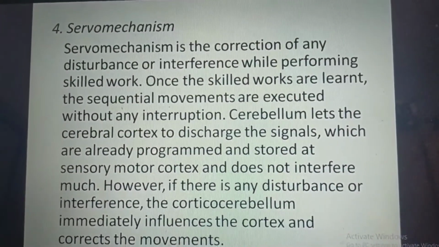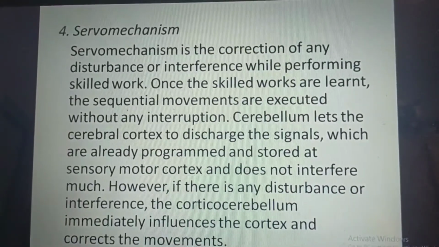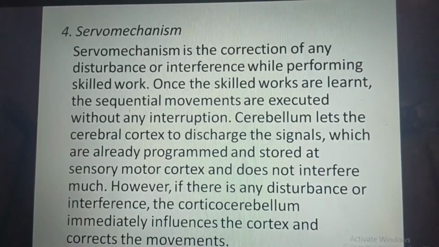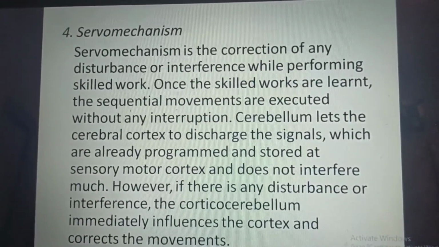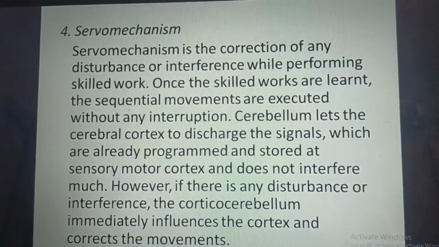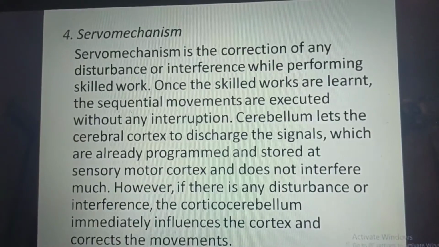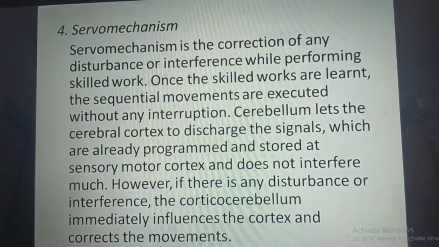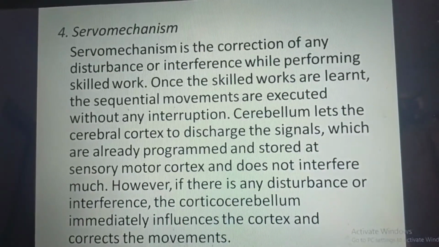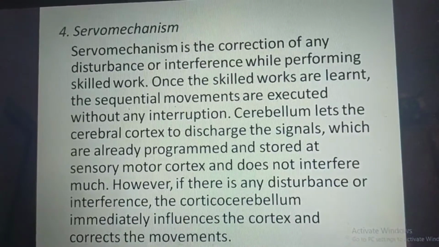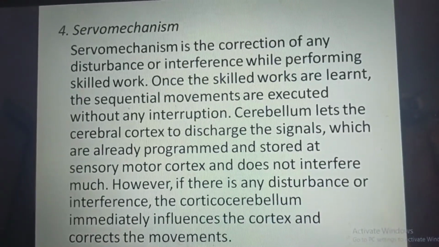Fourth is servo mechanism. Servo mechanism is the correction of any disturbance or interference while performing skill work. Once the skill works are learned, the sequential movements are executed without any interruption. Cerebellum lets the cerebral cortex discharge the signals which are already programmed and stored at the sensory motor cortex and does not interfere much. However, if there is any disturbance or interference, the corticocerebellum immediately influences the cortex and corrects the movements.